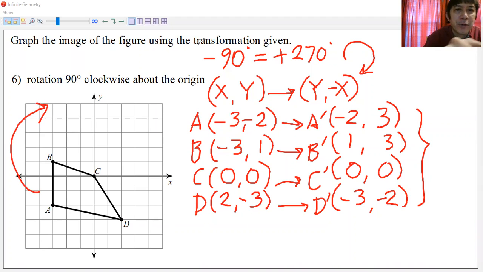All right, let's put the points on the board. A prime is -2, 3. So -2, 3 is right here. B prime is 1, 3. C prime is right on C. So C prime and C are the same. And finally, D prime is -3, -2. So -3, -2 is right here, occupying the original A. Okay, so we're going to connect now.